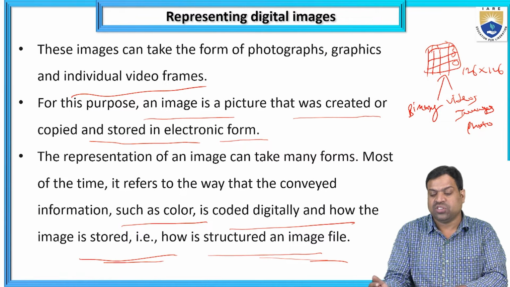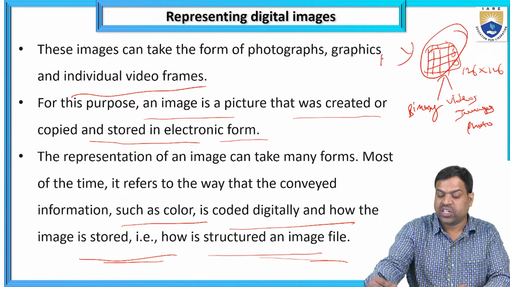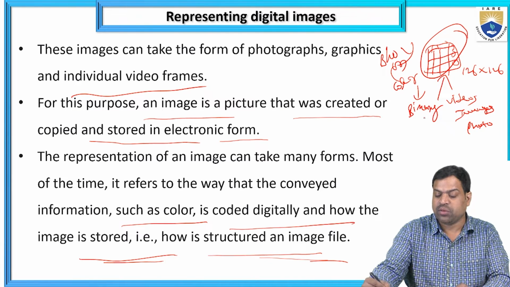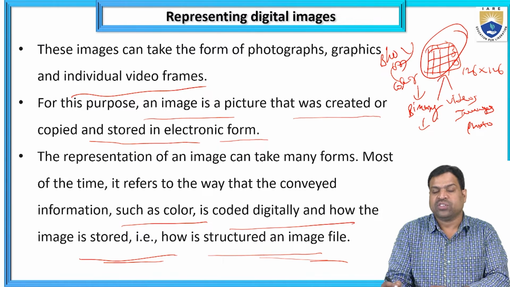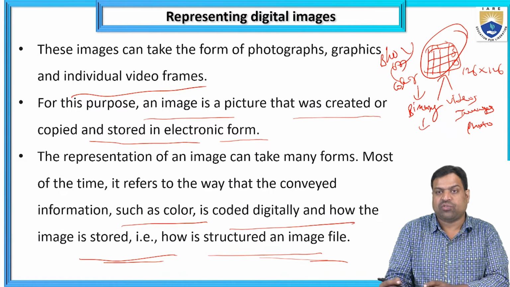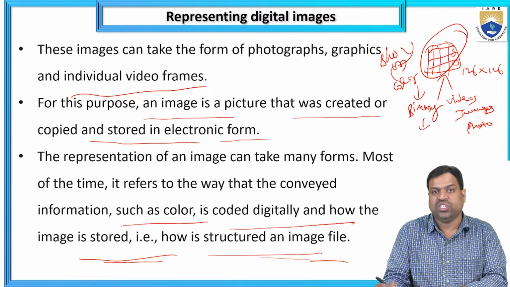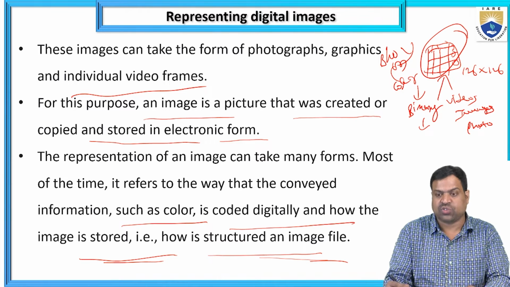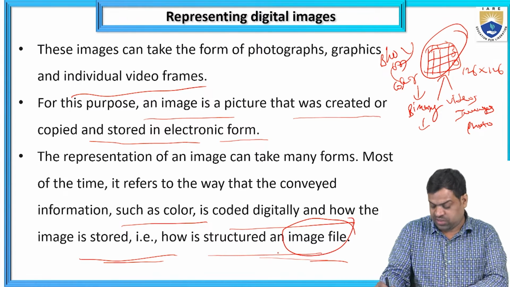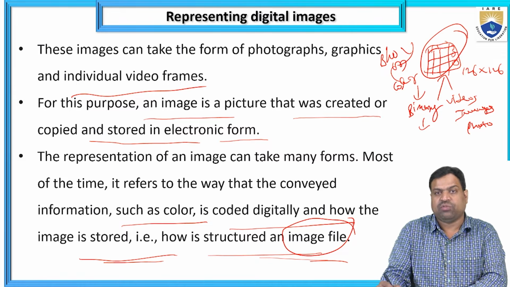So an image file is black and white or color. It is a final binary value. Depending on your binary value, it is color or black and white. The final image in the form of color, where it is stored, what is the structure of that image, which file it is stored in, that is called the image file.